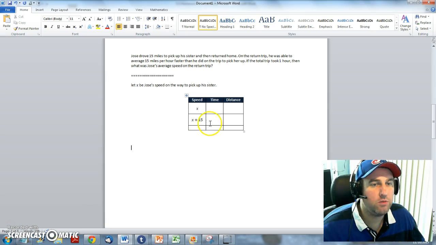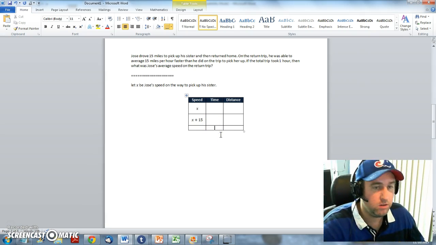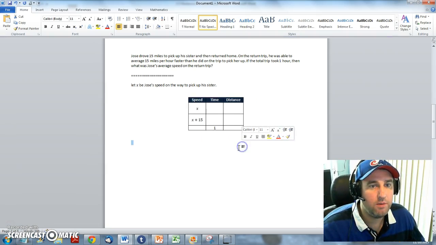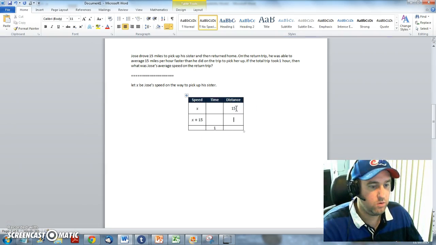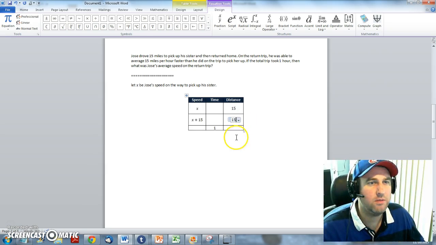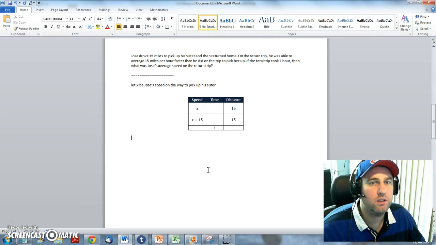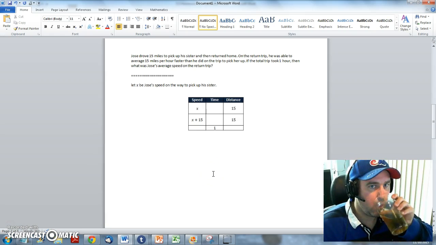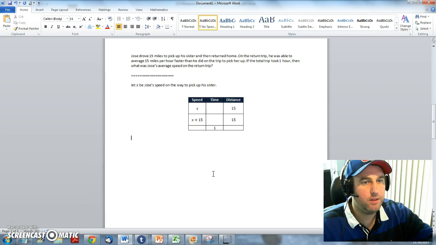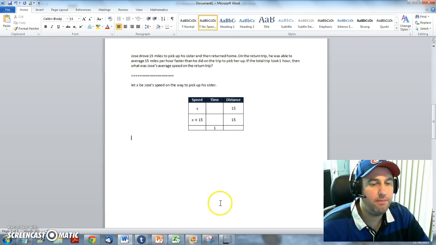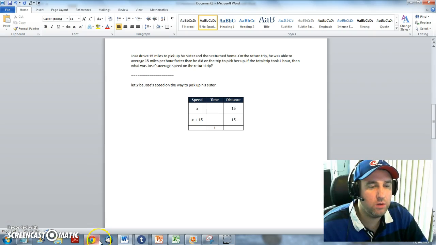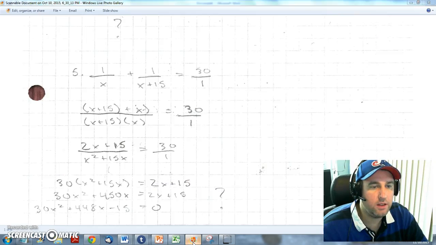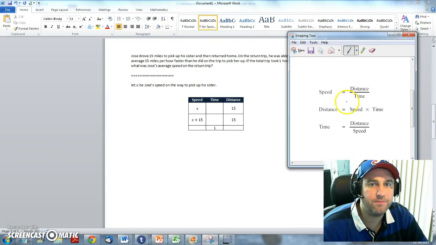Okay, so next, what else can we work with here? Time, we don't know the time. We know that it took an hour in total, and we know that the distance in both cases was 15 miles. A lot of 15s here. Okay, so time is also equal to distance over speed. That's just using these formulas here.